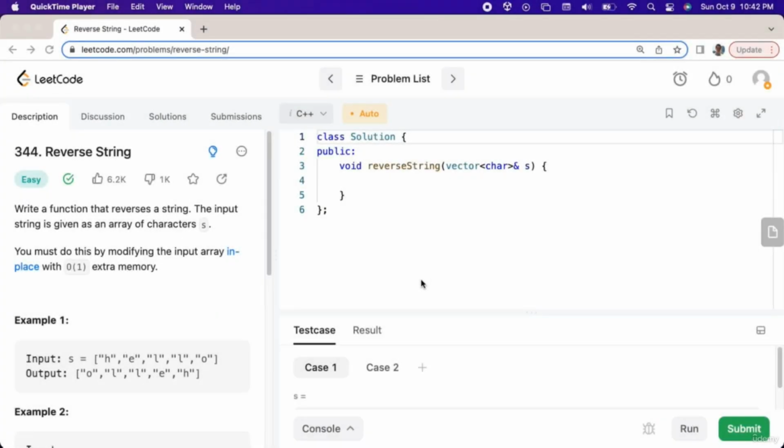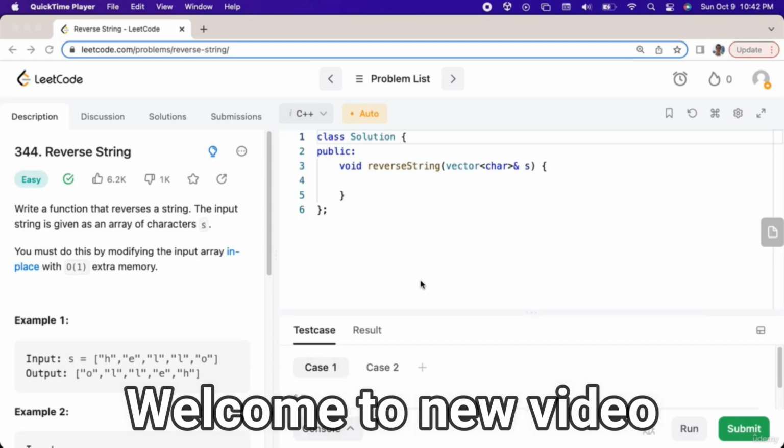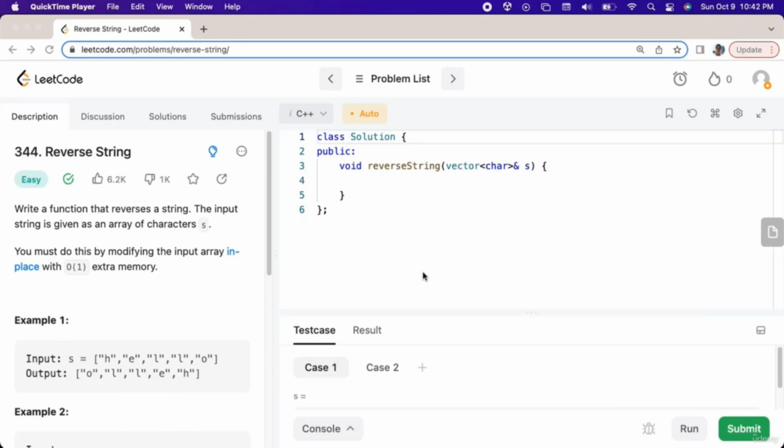In this video, we will go over the concept of the reverse words in a character array problem, solve it, and understand the algorithm for it. The question asks us to write a function that reverses a string. The input is given as an array of characters S.